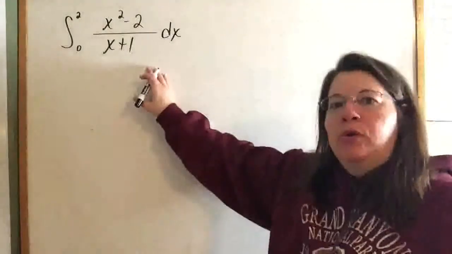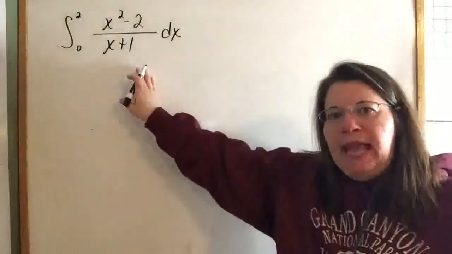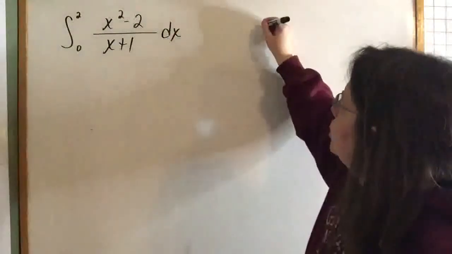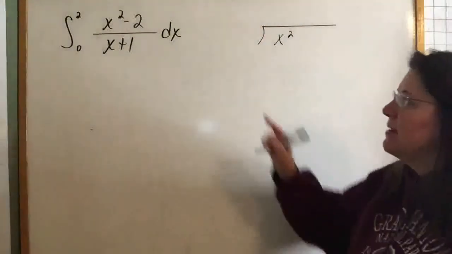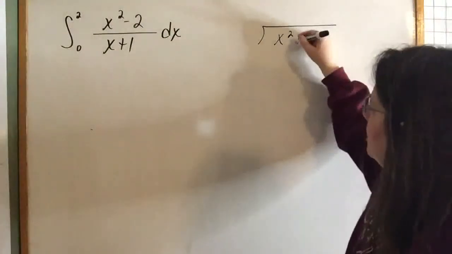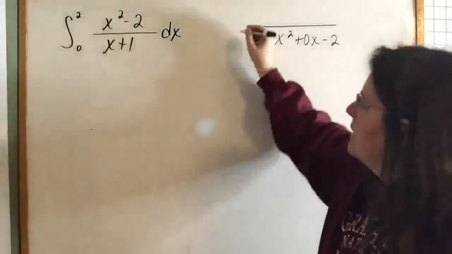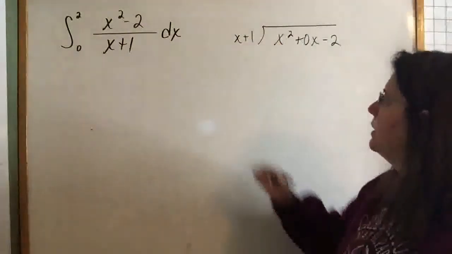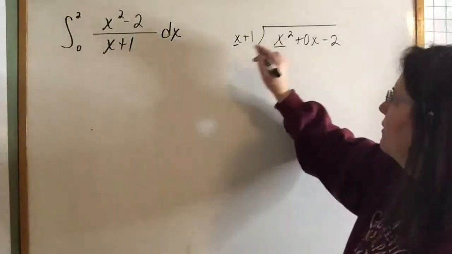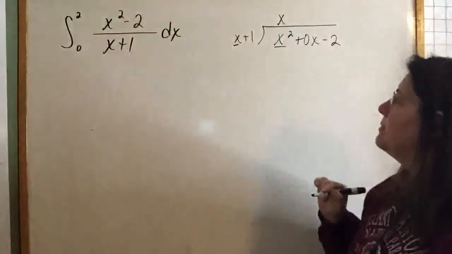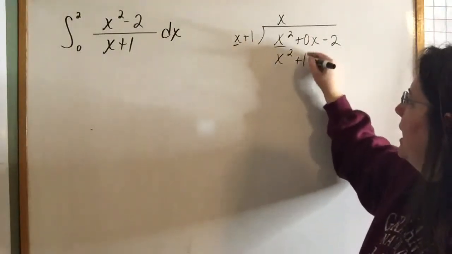Here's another example where the top degree is higher than the bottom degree. In order to get the antiderivative of that, I'm going to divide the top by the bottom. Now that says x squared, the x term is missing, so I need a plus 0x minus 2. And then on the outside, I have an x plus 1. I'm going to take the x and divide it into x squared. x goes into x squared, x times. I multiply, that's x squared plus 1x.